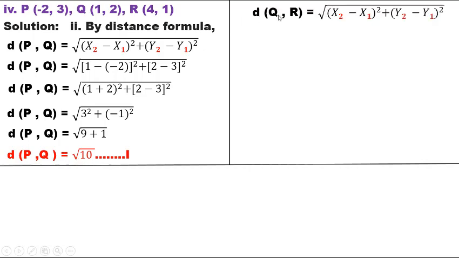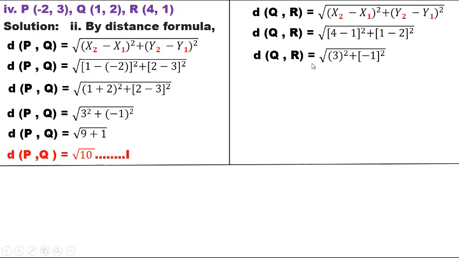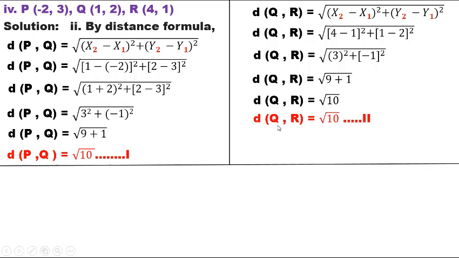Distance between the Q and R. Assume that the coordinate of the Q is x1, y1 and the coordinate of the R is x2, y2. Put that value into the formula and we got under root of 4 minus 1 square plus 1 minus 2 square. Therefore distance between the QR is equal to under root of 3 square plus minus 1 square. Therefore distance between the QR is equal to under root of 9 plus 1. Distance between the QR is equal to under root of 10.